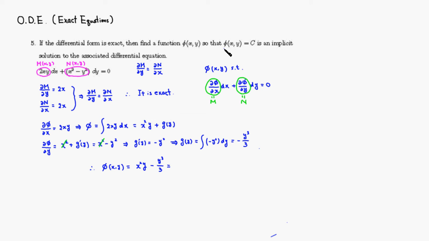So you can see that there's a form here. You have an implicit solution, so it's equal to some constant c. So this is the implicit solution of the given exact equation. That's it. I hope that this was clear.